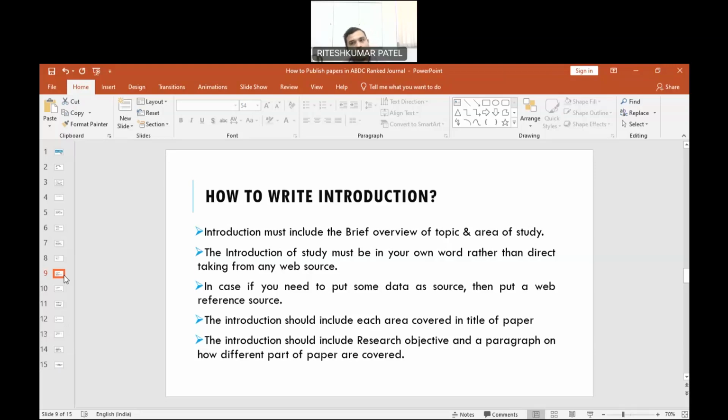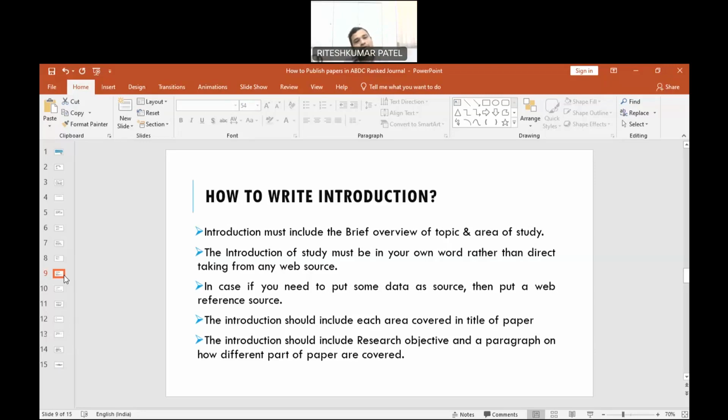So you need to check it very carefully and then you can put it in application. The introduction should include each area which is covered in the title of the paper. That is very important. Say, for example, I'm covering the title portfolio diversification benefits for the investors of developed and emerging markets. Then I need to tell what are developed markets, what are emerging markets, what is a portfolio, and what are portfolio benefits. These four points I need to cover in my introduction.